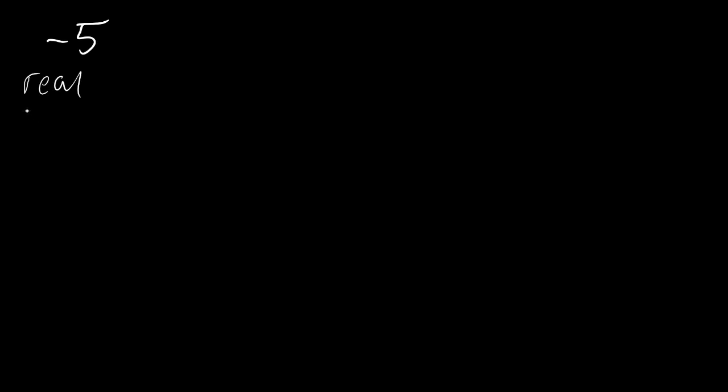It's also rational because it can be written as a fraction, -5 over 1, -10 over 2, and so on. It's also an integer because it doesn't have a decimal point. Again, it also cannot be irrational because it's already rational. It can only be one of the two. And that's it. That's all -5 is.